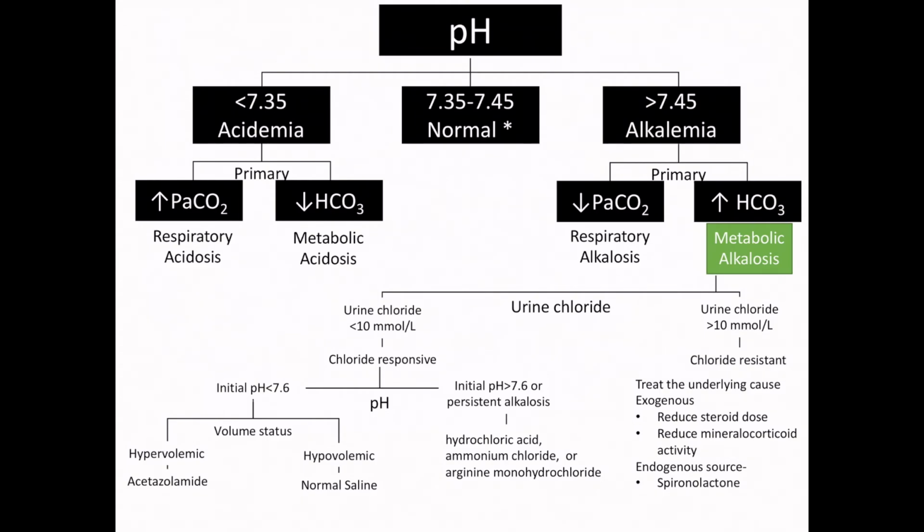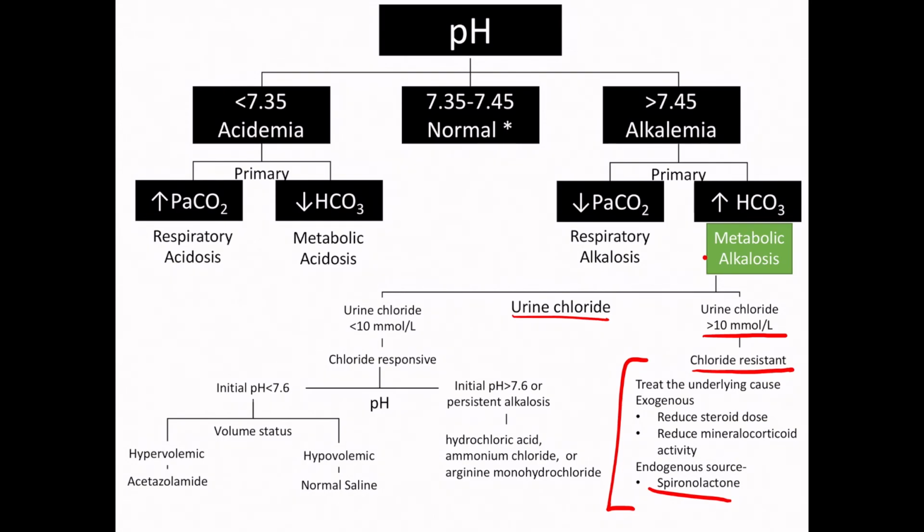So going back to our flow chart, and you guys do have one big flow chart that's provided. If you have a metabolic alkalosis, the first thing you want to do is look at their urine chloride. If it's greater than 10, then you know that you have a chloride resistance. So you just want to treat the underlying cause, so either reduce their steroid dose or reduce their mineralocorticoid activity. If you know that there's an endogenous source, such as having a tumor or a syndrome such as that, you want to give them spironolactone.